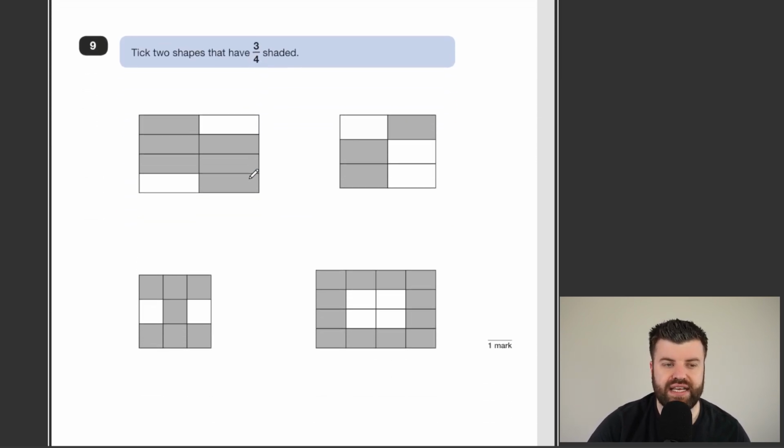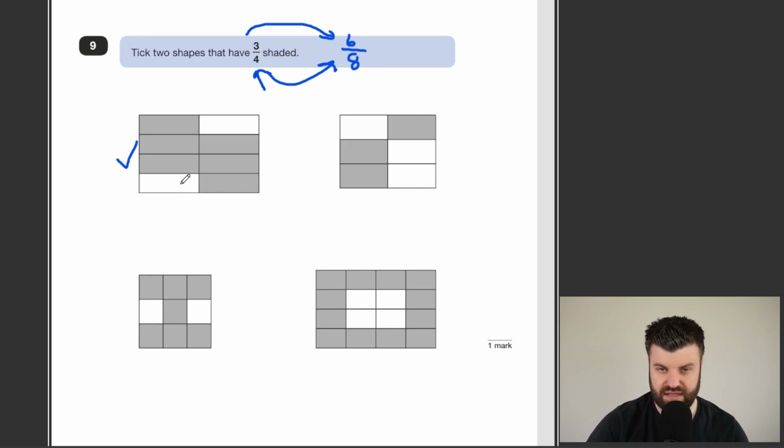Question 9. Tick 2 shapes that have 3/4 shaded. Now straight away you will notice this. There are no shapes with 4 equal parts in them. It doesn't exist. So this is testing our equivalent fraction knowledge as well. So 3/4 is the same as, if we multiply the top and the bottom by 2, it's the same as 6/8. And you'll notice straight away, look, this is 6/8.